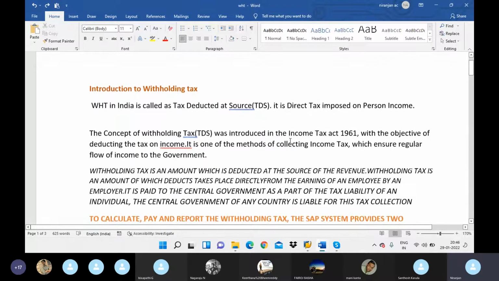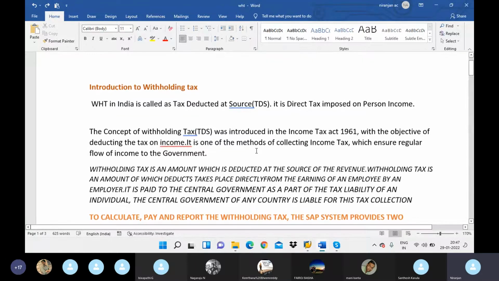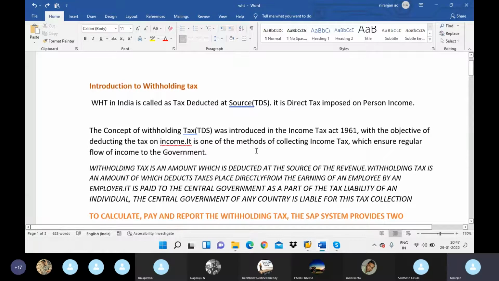The reason behind the withholding tax concept is that earlier there was a chance that taxpayers were escaping from tax liability. To overcome that loophole, the government introduced the withholding tax concept. In the withholding tax concept, the amount is deducted at the source of the revenue. Withholding tax takes place directly from the earnings of the employee by the employer. It is paid to the central government as part of the tax liability of the individual. The central government of any country is liable for tax collection.